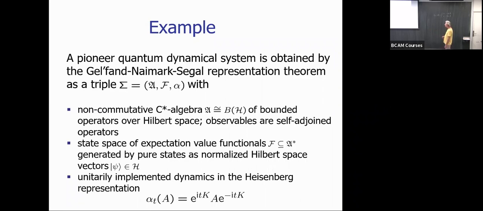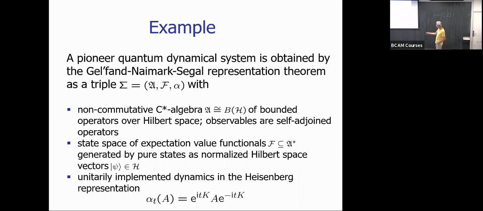Here's the other example, namely how to describe a quantum dynamical system. Now, of course, this is obtained by the other theorem, namely the Gelfand-Neumark-Segal representation theorem. Again, starting with such a triple of a C-star algebra, a folium of states, and a representation of the automorphism group. We know that we have to look at a non-commutative C-star algebra, and then such a non-commutative C-star algebra should be isomorphic to the space of bounded operators on a Hilbert space, or it should be at least a subset of this. And of course, the observables are again the self-adjoint operators within this space of bounded operators.